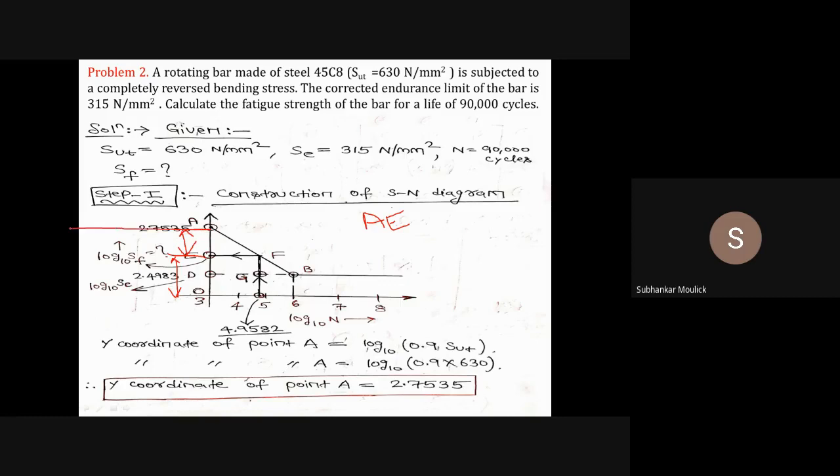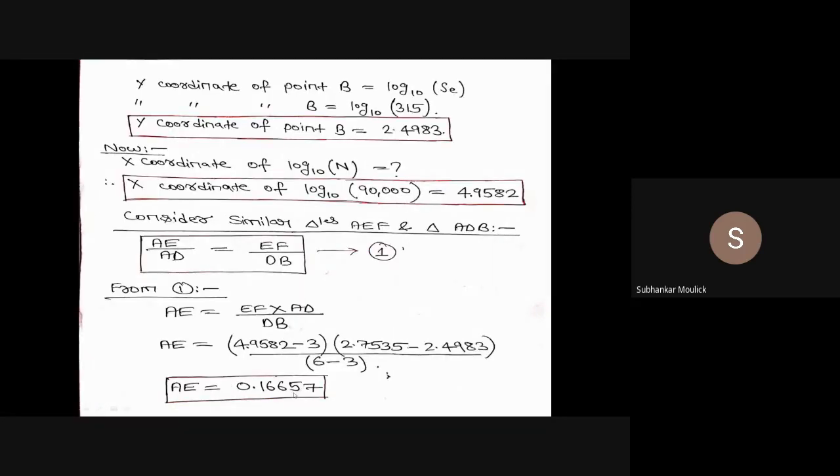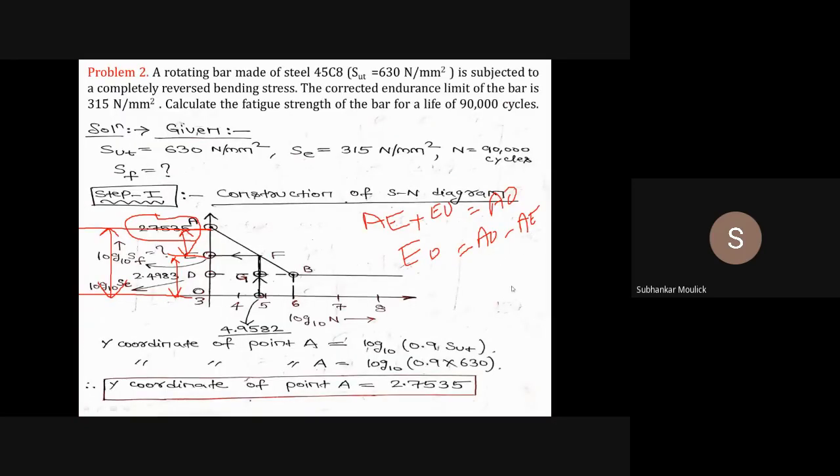But I know that AO is AE plus EO. So AE plus EO is equal to AO, this entire AO. So this EO will be AO minus AE. And what is AO? AO is 2.7535 minus AE. AE just now we have calculated, that is 0.16657. If you minus AO, minus AE, you will get the same value of EO as 2.58693. Then later on you take the anti-log, you will get the fatigue strength value.